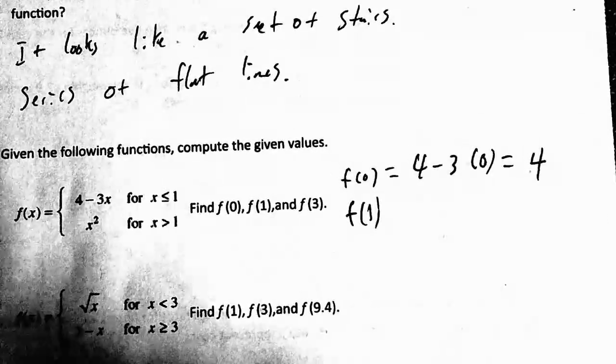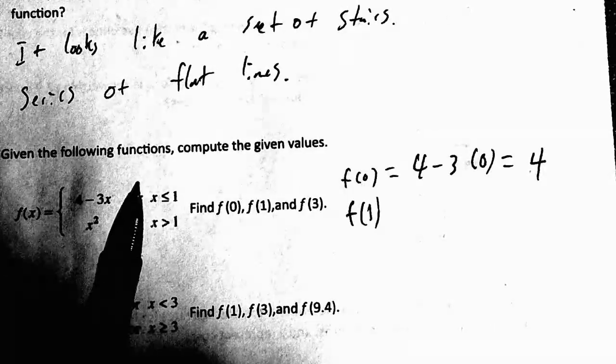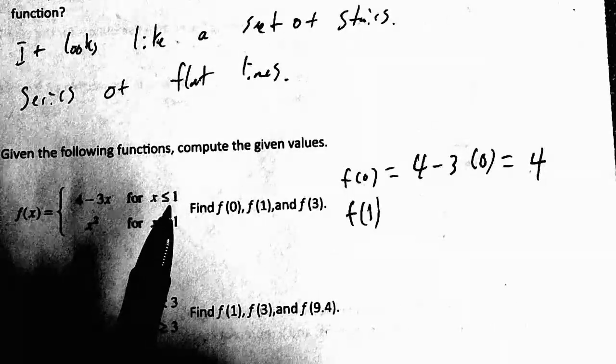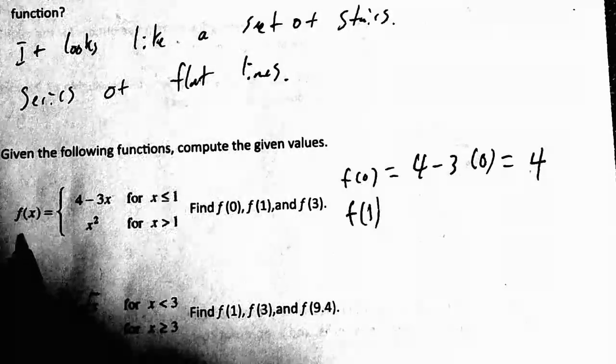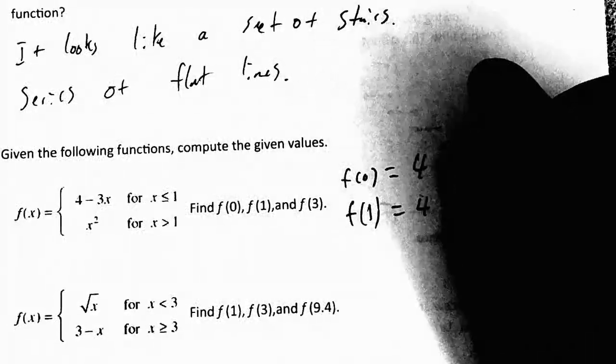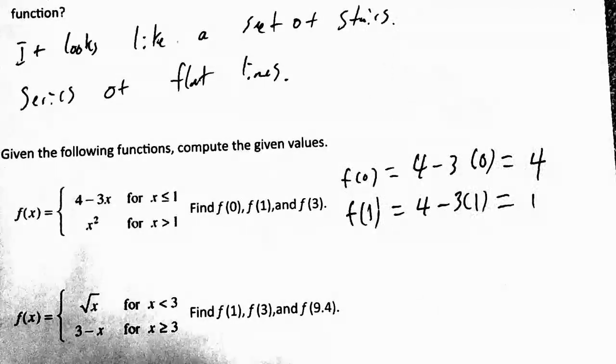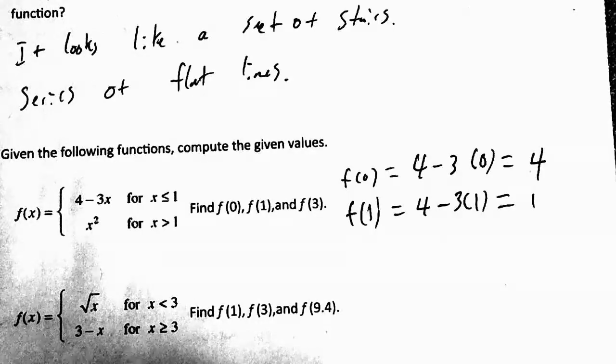F of 1. Okay, which interval is that going to be on? Well, this is greater than 1, not including 1, only greater than 1. This is less than or equal to 1. This is the one I want to use. We're equal to 1, so I'm going to use this. F of 1 equals 4 minus 3 times 1, that is 1. Because 3 times 1 is 3, 4 minus 3 is 1.